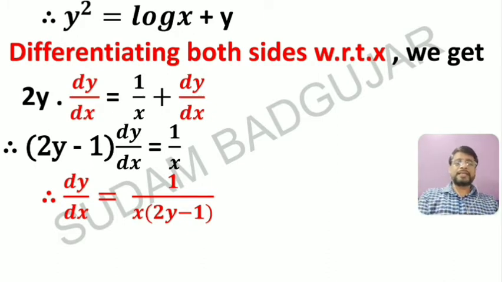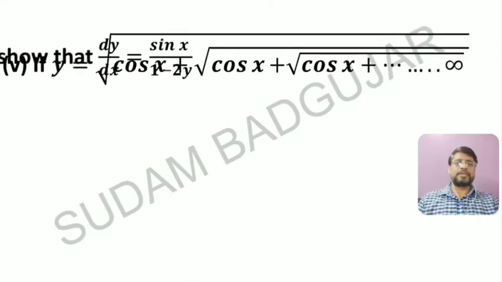This means that if the infinite series is in base power form or in under root form, then you have to simplify it by taking log on both sides or squaring on both sides. Here it is under root form, so squaring on both sides. A similar type of question is here again.